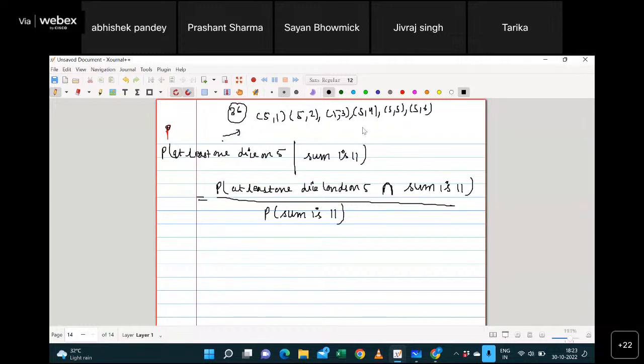It can also be 1 5, 2 5, 3 5, 4 5, 5 5 we have, and 6 5. These are the total cases when this event happens, I mean, at least one die lands on 5. So far it is clear.